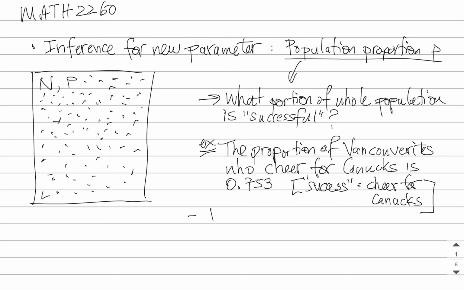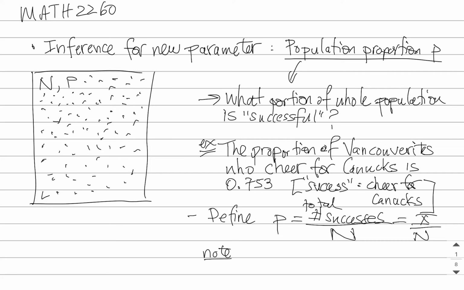Now, we could define the proportion as the number of successes in the entire population divided by the size of the population. And what that tells us is that we could get any value for p ranging from 0 all the way up to 1. So here x is going to be the total number of successes. And we'll note that the fewest number of successes we could have is 0, and the greatest number of successes we could have is everybody in the population, capital N.